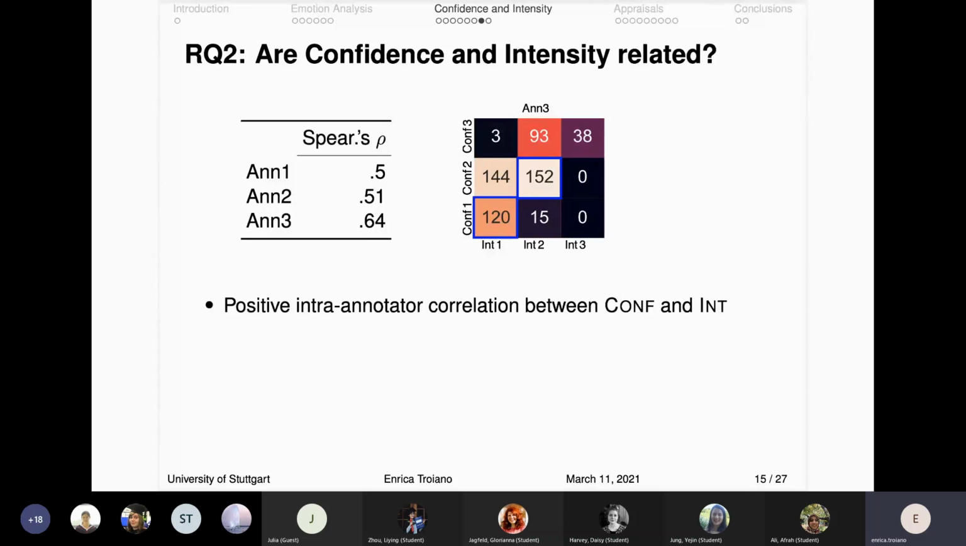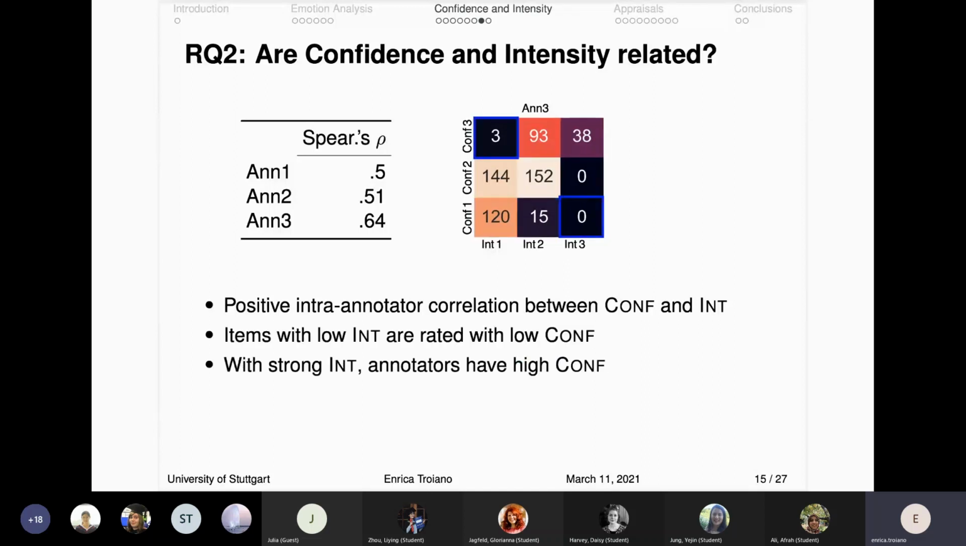We have 120 items that one annotator rated with intensity 1 and confidence 1. We have 152 items rated with intensity 2 and confidence 2. And what is striking about this heat map is that the annotator very rarely annotated an instance with extreme confidence while perceiving intensity as very low. And vice versa, it is never the case that the annotator perceived extreme intensity, but was not very sure about her answer.